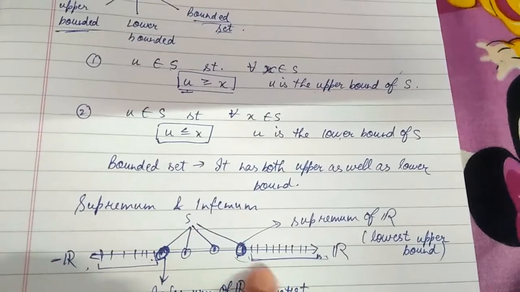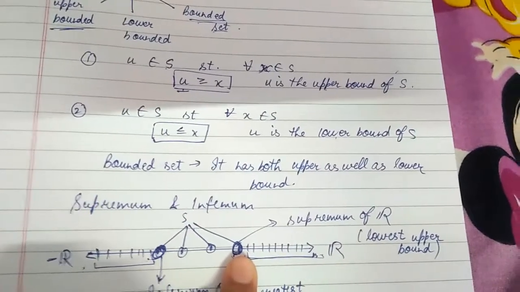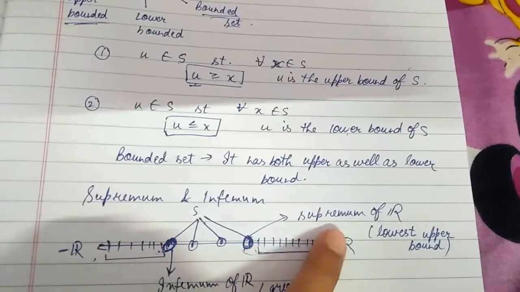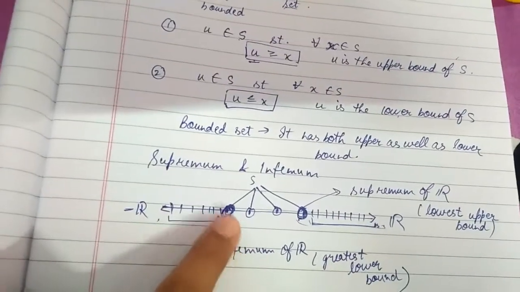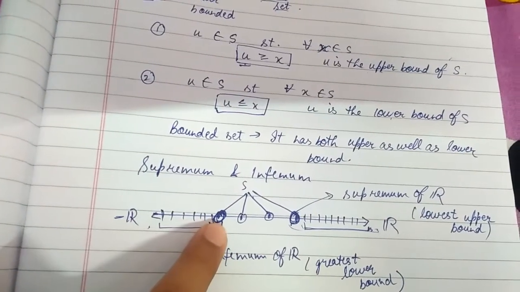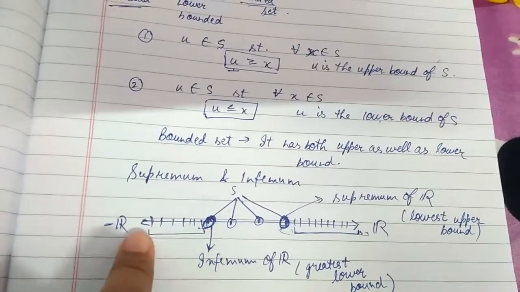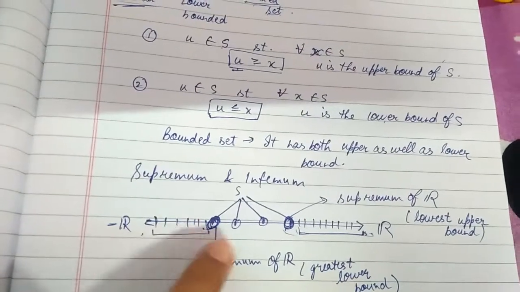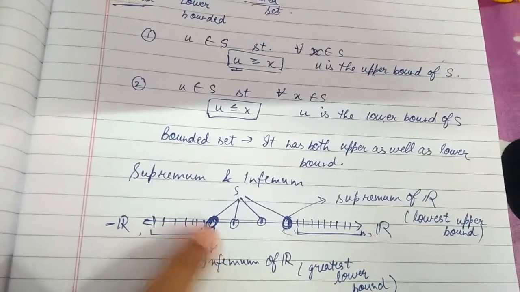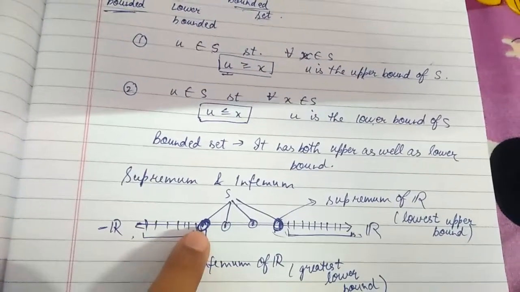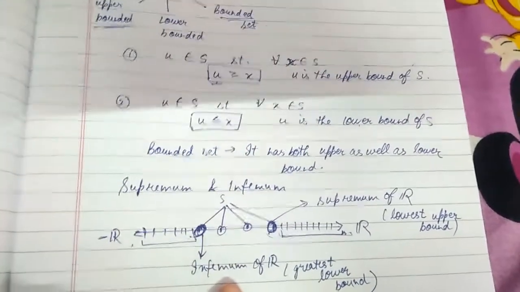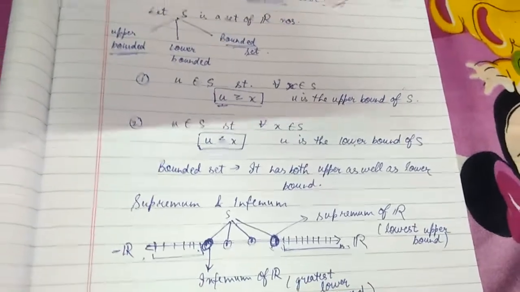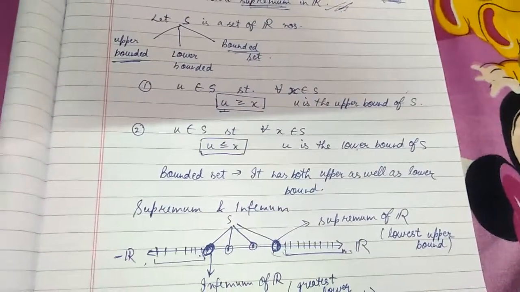So in this set S, this number is the lowest upper bound, and the lowest upper bound is known as the supremum. And similarly, if we talk about this element, then this element is the greatest lower bound, we can see, because these all are the lower bounds and this is the greatest of all of them. So this will be the greatest lower bound and hence the infimum of S.